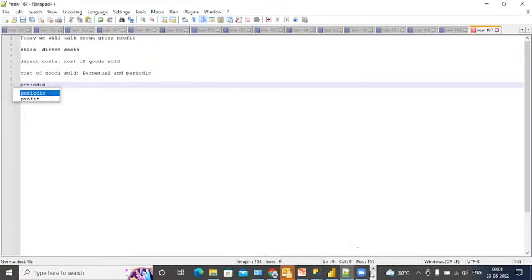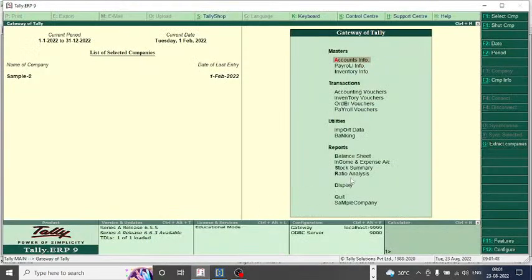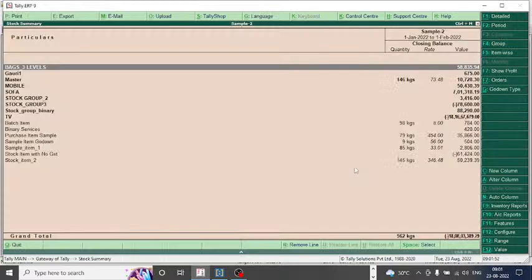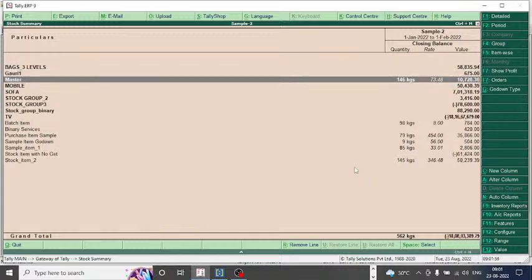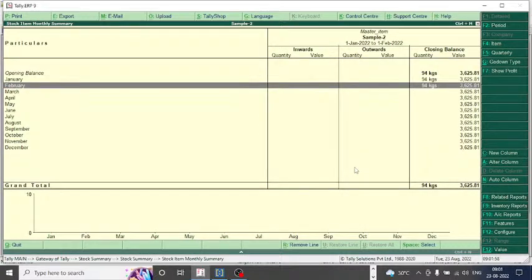For example, if I go down into Tally here and I go into the stock summary and I go down here with any of the items, this is my periodic. For this particular period, what is my opening balance, closing balance, and then I will get my closing stock value, right?